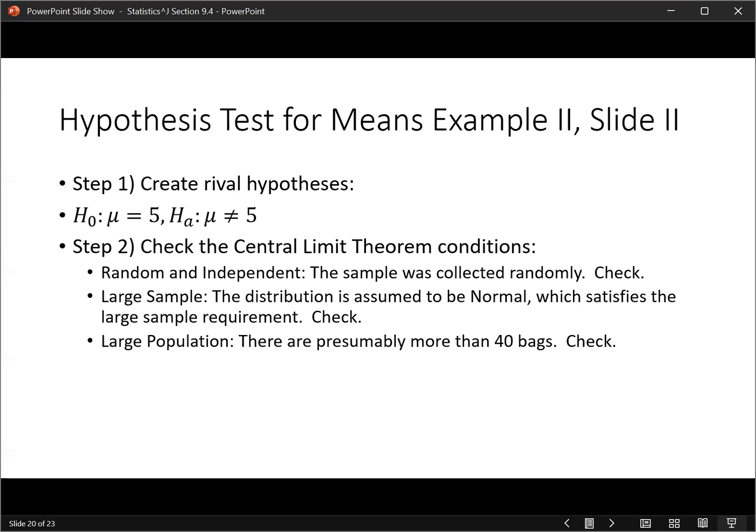All right, first create the rival hypotheses. So we're testing the hypothesis that the bags of potatoes are not 5 pounds, so that's our alternative. And the opposite for that, our null hypothesis, is that it's equal.